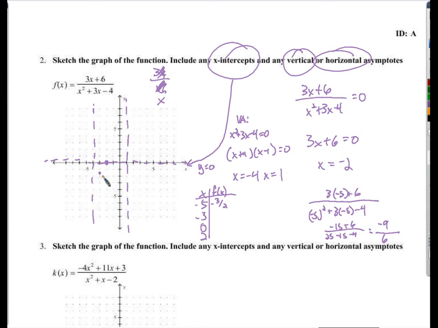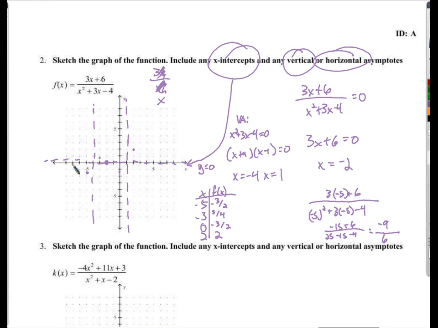Alright. Oh no, that was -5, excuse me. -3 halves. I'll just fill in the rest here. I'll pause the video. Alright, so I found the rest of the points. We have a point at -3, 3/4. 0, -3 halves. 2, 2.